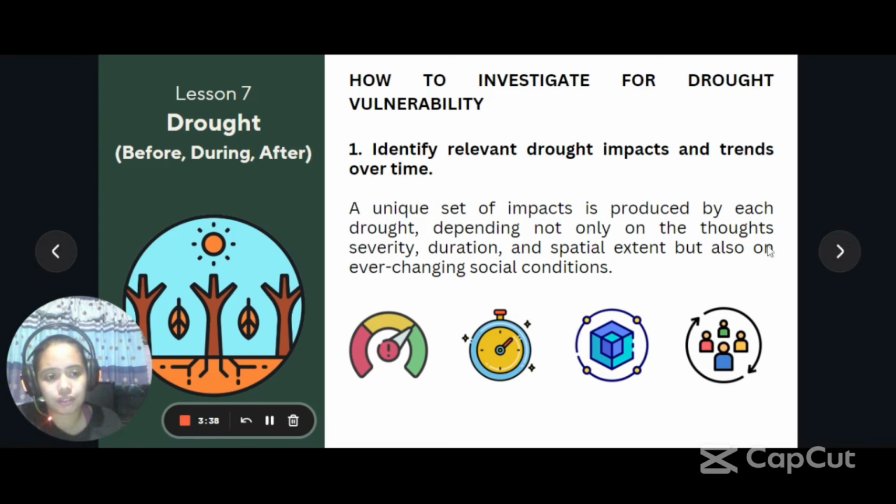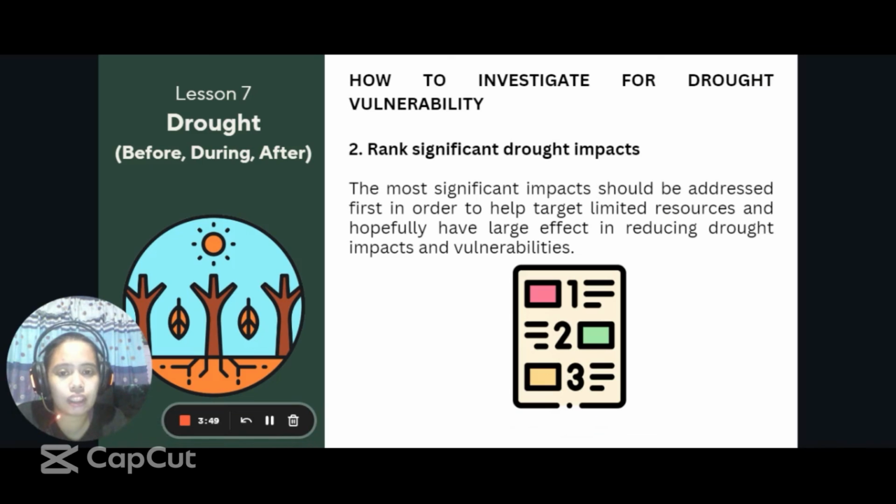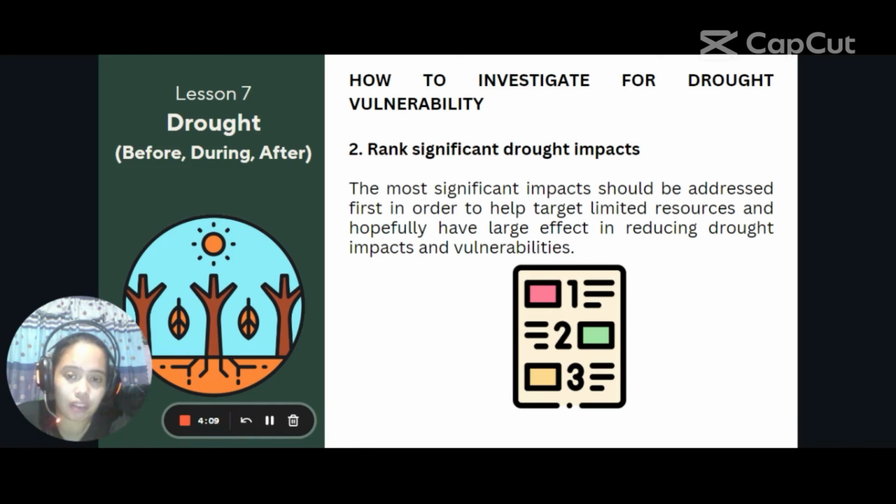Next, to rank significant drought impacts. The most significant impact should be addressed first in order to help target limited resources and hopefully have a large effect in reducing drought impacts and vulnerabilities. So, drought can have a wide range of immediate, short-term, and long-term effects. In terms of worth and interest, some of them might be more significant than others.